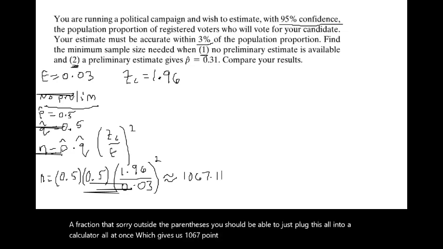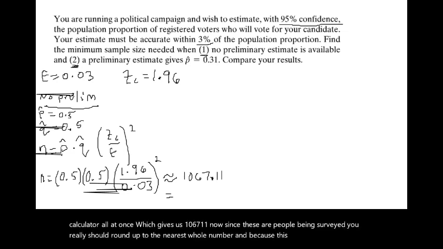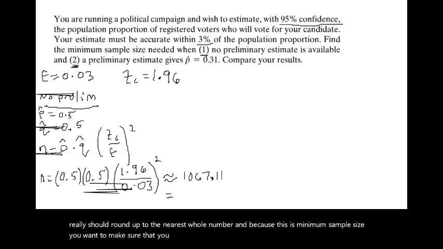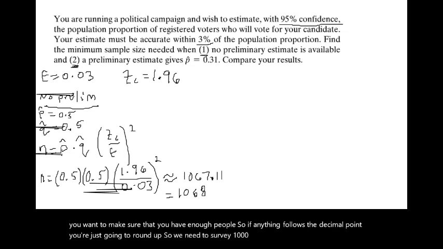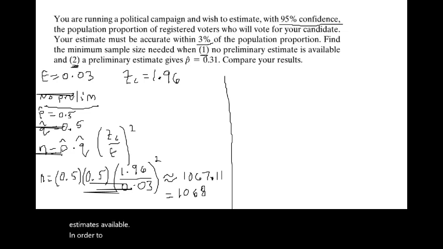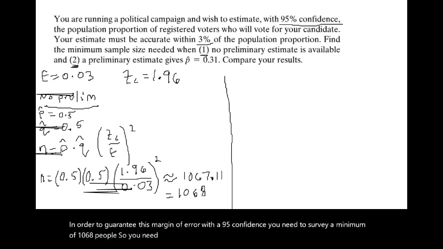Which gives us 1067.11. Now, since these are people being surveyed, you really should round up to the nearest whole number, and because this is a minimum sample size, you want to make sure that you have enough people. So if anything follows the decimal point, you're just going to round up. So we need to survey 1068. So if you have no preliminary estimates available, in order to guarantee this margin of error with 95% confidence, you need to survey a minimum of 1068 people.